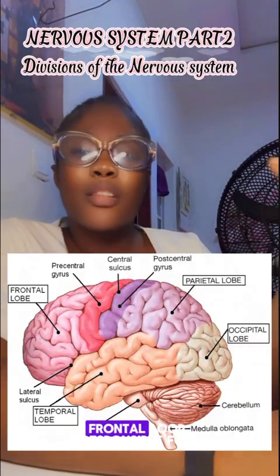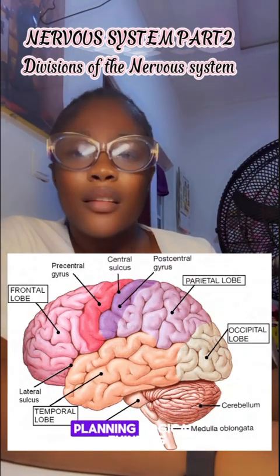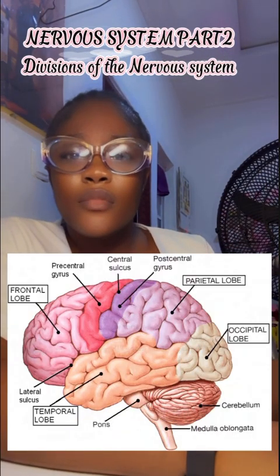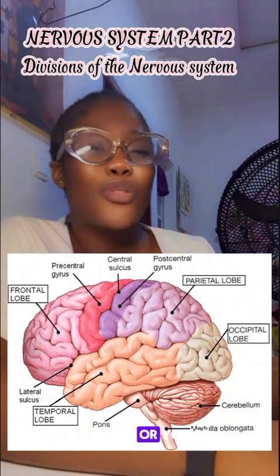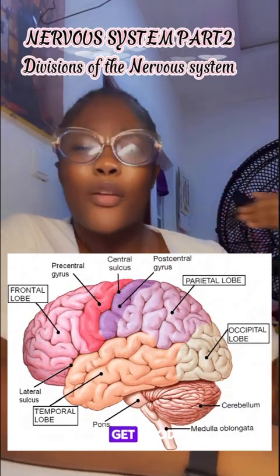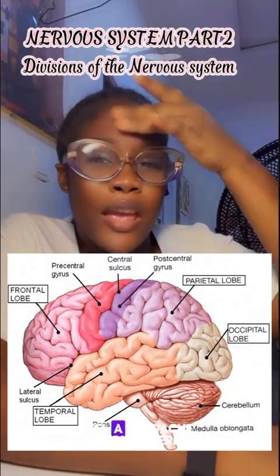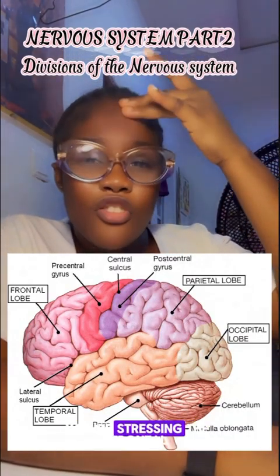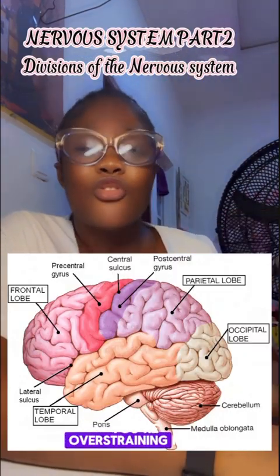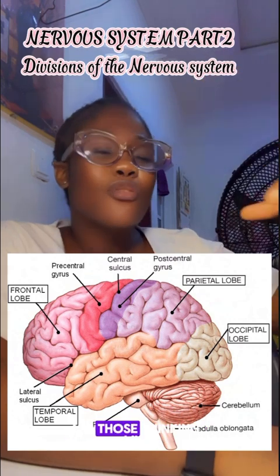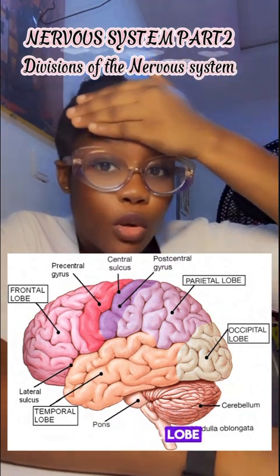Now, what is the frontal lobe responsible for? The frontal lobe is responsible for reasoning, planning, and logical thinking. If you notice, most times whenever you are writing exams or you're thinking too much, where will I get food, what will I do for this, I'm looking for money, at some point you feel a headache around here. You're stressing the frontal lobe of your brain. It begins to ache because you're overstraining it. So all that thinking too much comes from the frontal lobe.